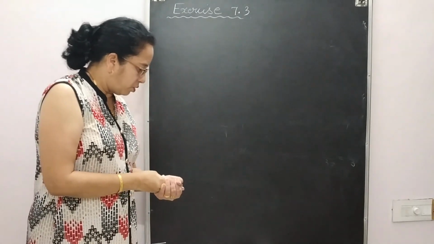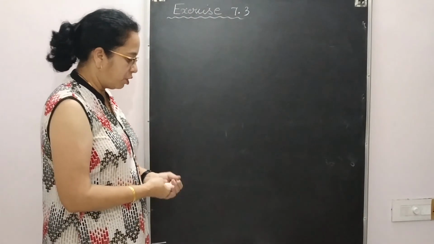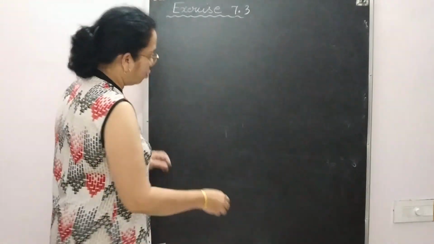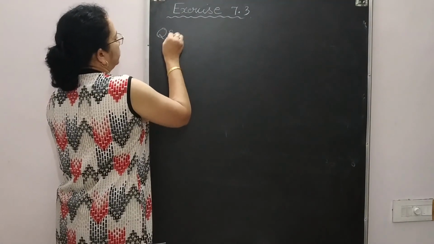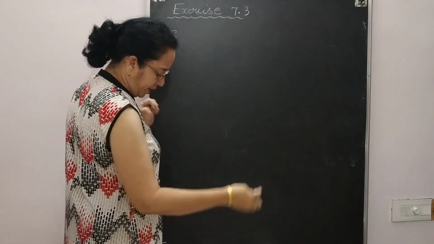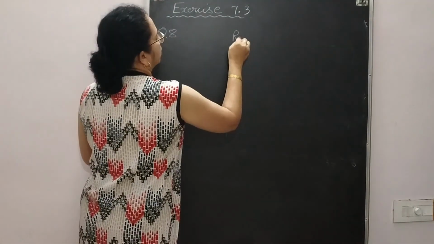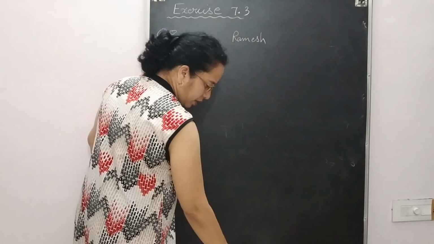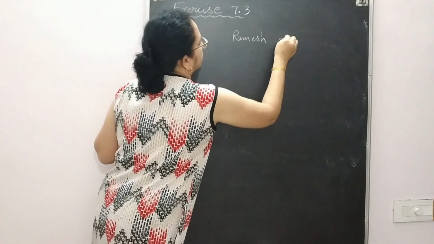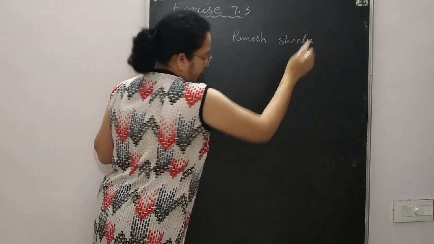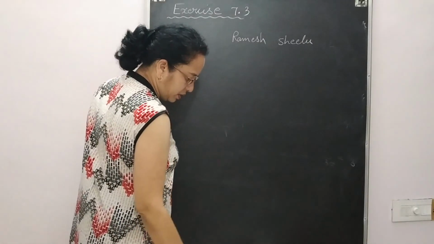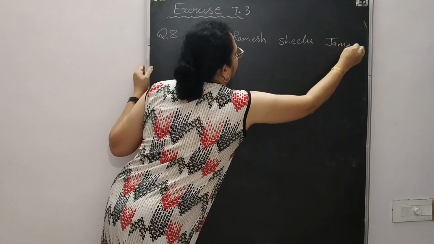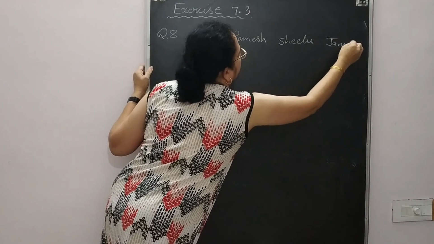Question number 7 already we have done in simplest form. While explaining, I gave you many examples. So directly we will go for question number 8. Here 3 persons are there: Ramesh, Shilu, and one more person, Jamal.